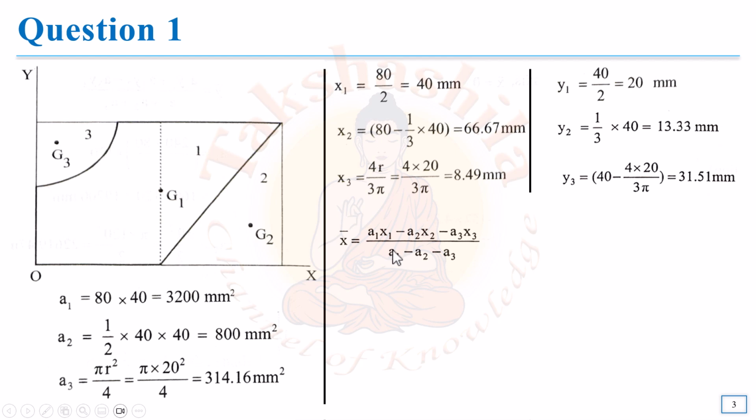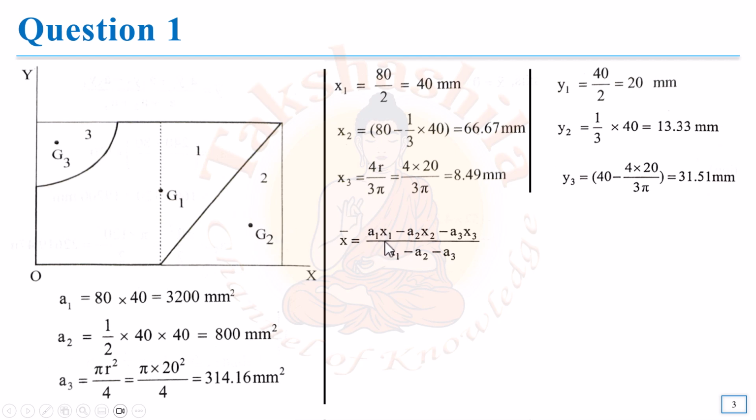So the equation for x bar is sigma xi ai divided by sigma ai. In this case, we have three shapes. So when you expand that, you will get x1 a1 minus a2 x2 minus a3 x3. And why do we have a minus sign here? The reason is, the second figure as well as the third figure is a cutout section, a hollow section. So for all cases of holes or cutout sections, we have to put a negative sign for the area.